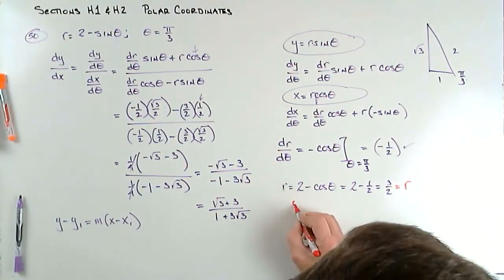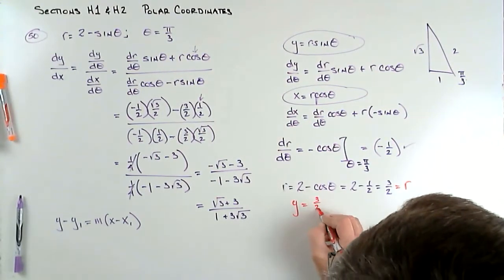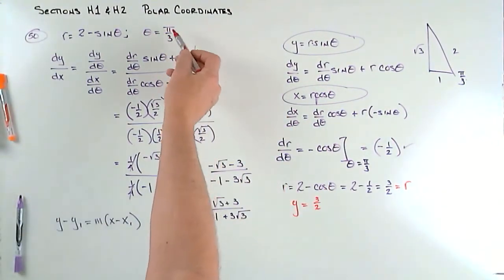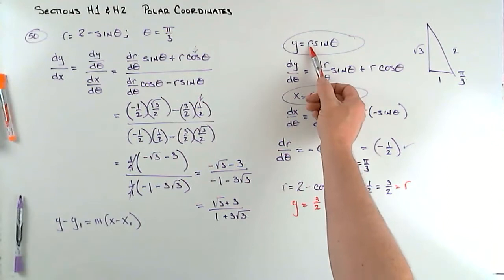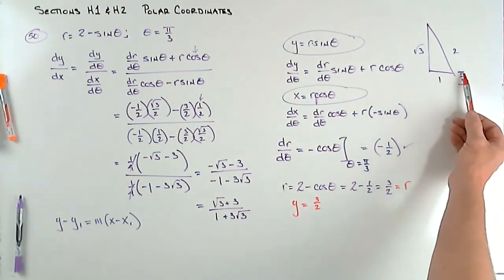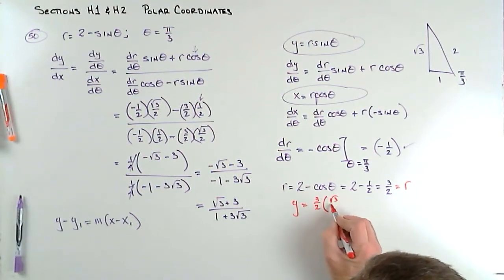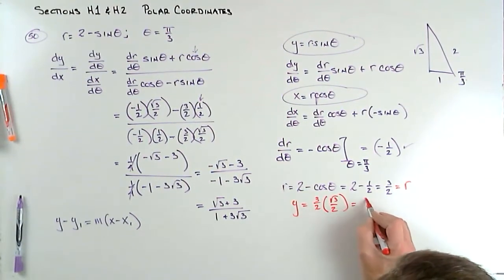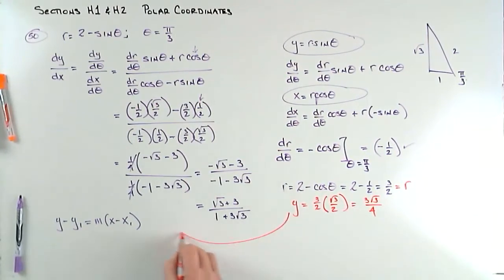For example, we would get y equals r, which we said was 3/2 at our point, at our angle, which was pi/3. R is 3/2. We found that earlier in the problem. So that goes r times sine of theta. Sine of theta is √3/2. And we would have 3√3 divided by 4. That would be our y value, and that would go right there.